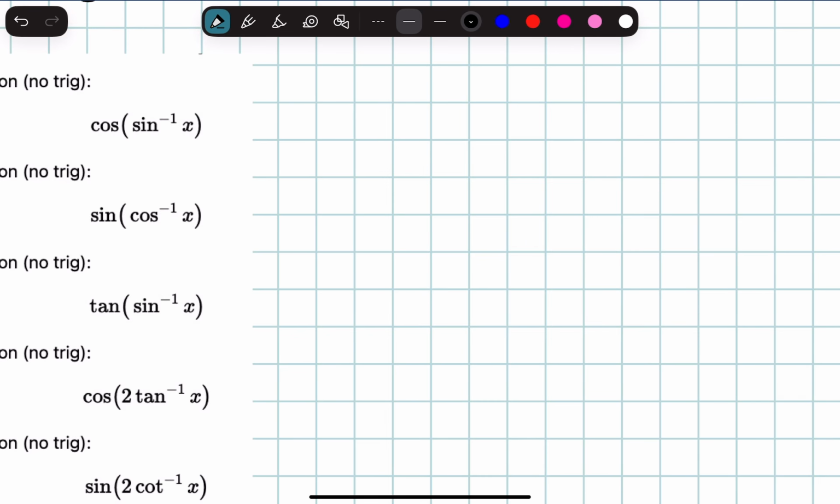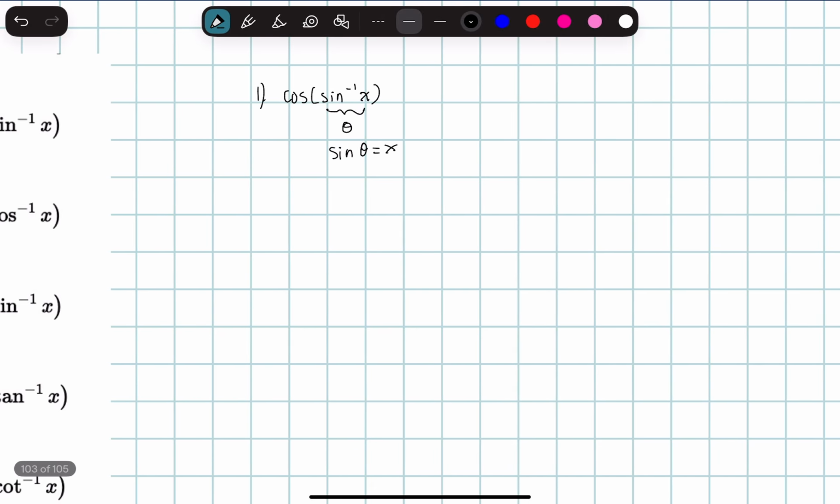Let's write this over here so we have a little bit more room. Cosine of sine inverse of x. Basically, you're going to set this equal to theta, and therefore you can rewrite this as sine of theta is equal to x. Also consider the fact that theta is going to be from -pi/2 to pi/2.